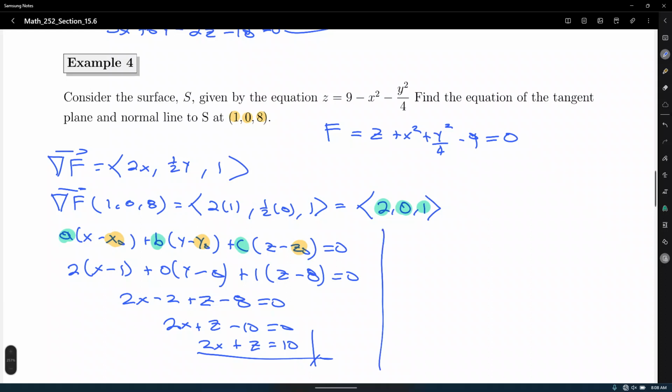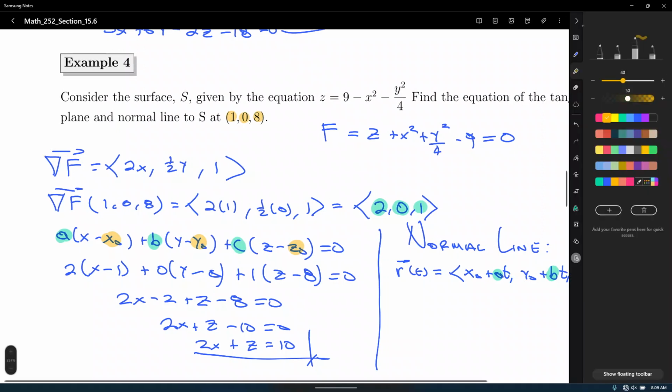Now to get the equation of the normal line, that's going to be, again, the usual r of t equals x naught plus at, y naught plus bt, z naught plus ct. And again, where do we get a, b, and c? They're the same as the gradient vector. Let me highlight them so you can see that. Okay, that's the same. And x naught, y naught, z naught, they're given. All right, that's all it is.